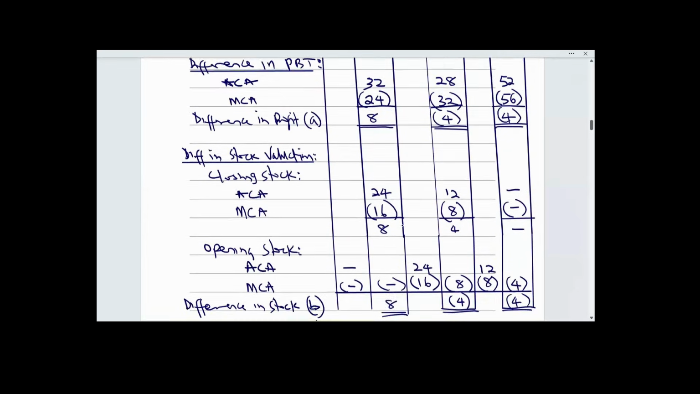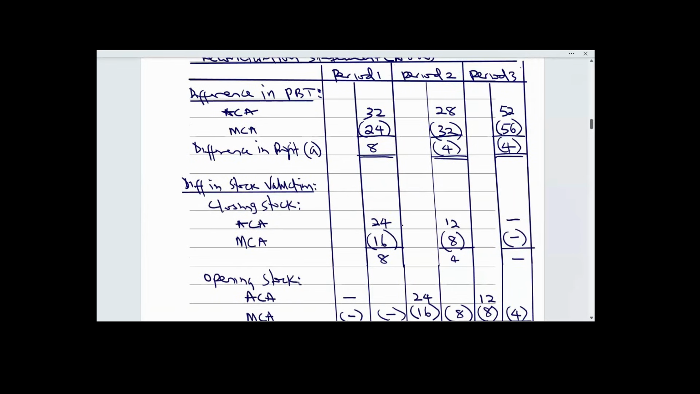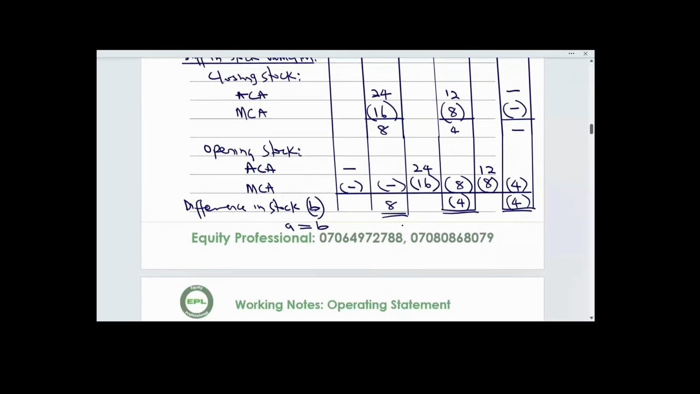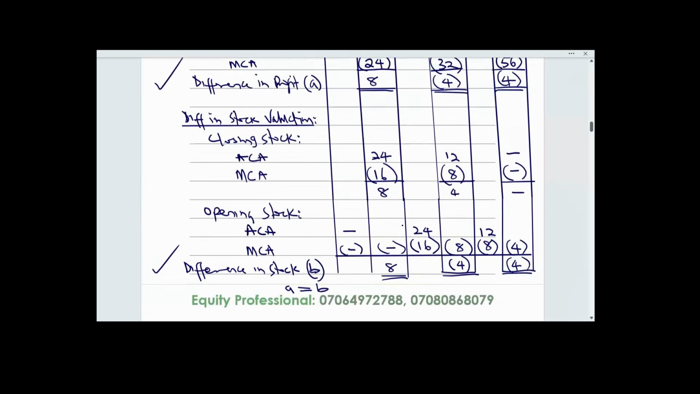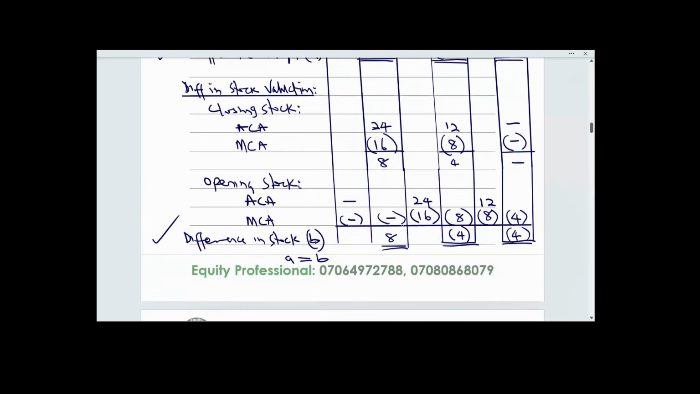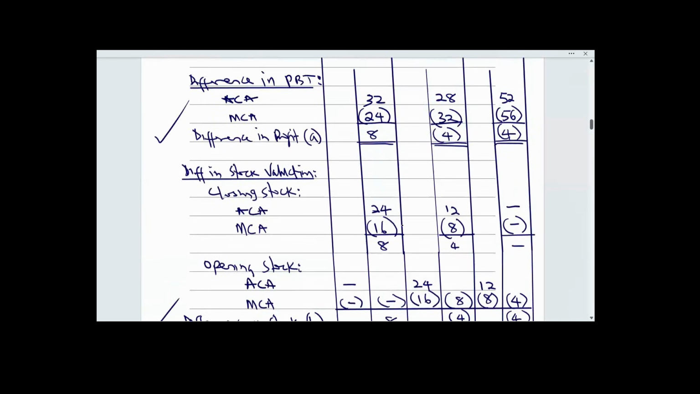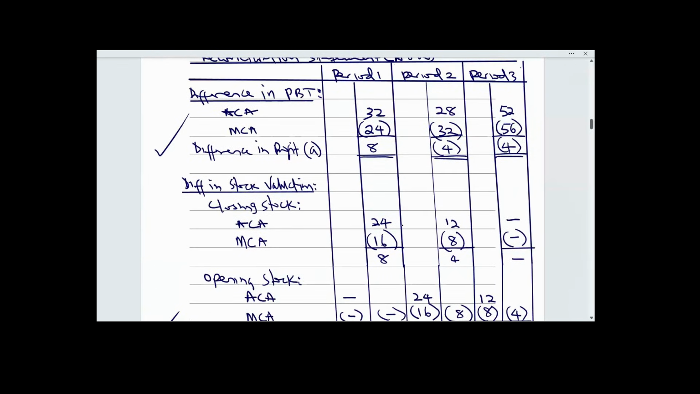The difference in profits of 8,000, 4,000, and then 4,000 in the first, second, and third period must be equal to the difference in stock valuation of 8,000, 4,000, and then 4,000 for the first, second, and third period. So that is the end of the question. Let me know if you have any question for me. If not, let's quickly have an additional illustration, and that will be the end of today's class.